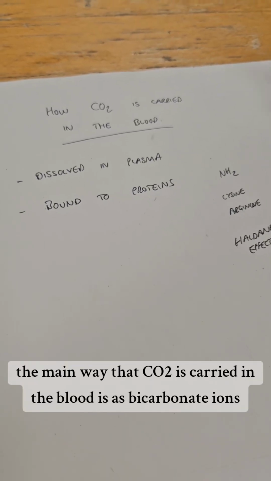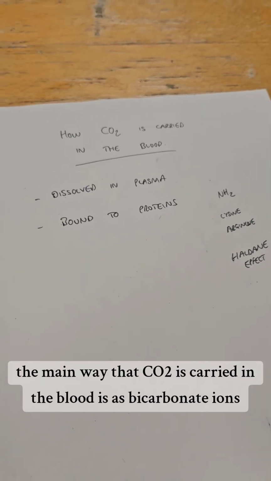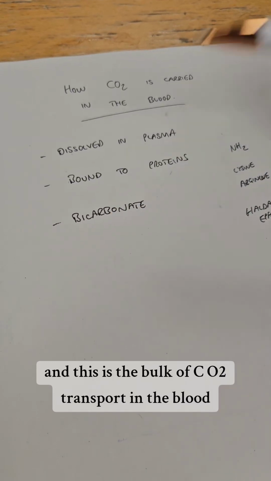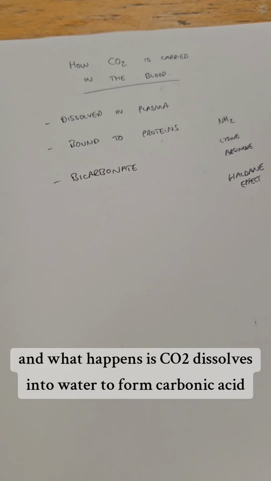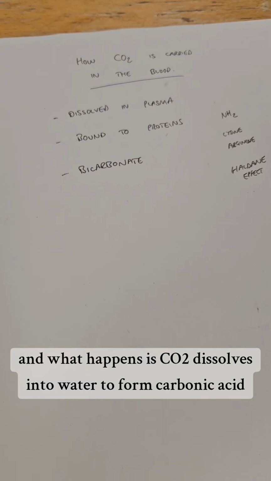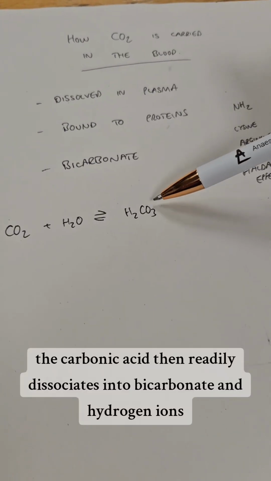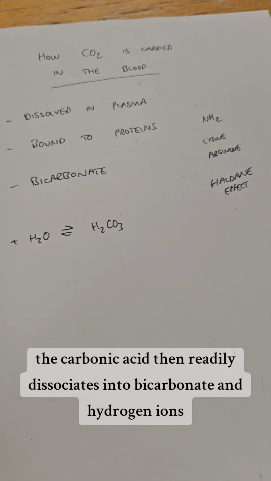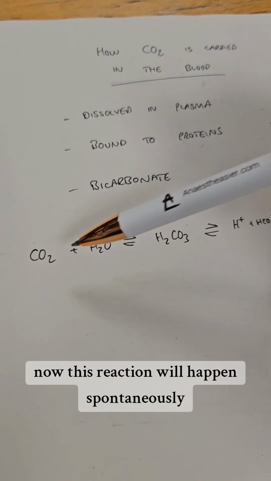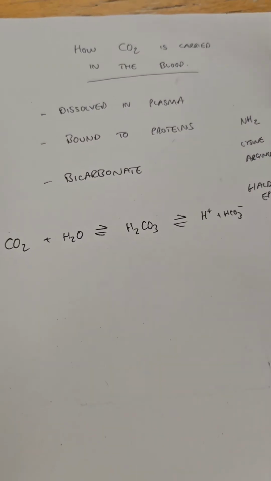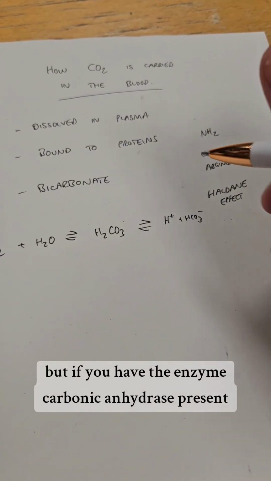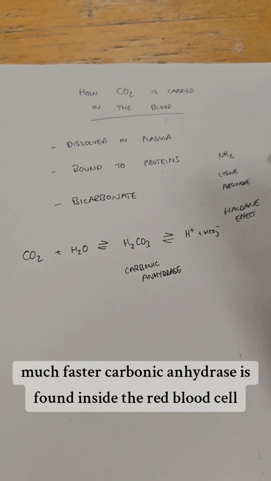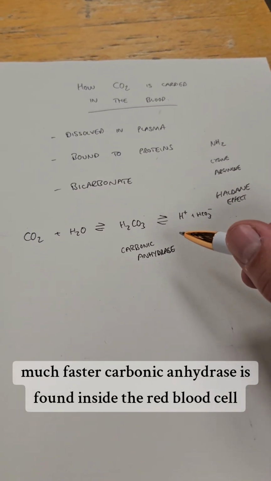The main way that CO2 is carried in the blood is as bicarbonate ions. And this is the bulk of CO2 transport in the blood. And what happens is CO2 dissolves into water to form carbonic acid. The carbonic acid then readily dissociates into bicarbonate and hydrogen ions. Now this reaction will happen spontaneously, but if you have the enzyme carbonic anhydrase present, then this reaction will happen much faster. Carbonic anhydrase is found inside the red blood cell.